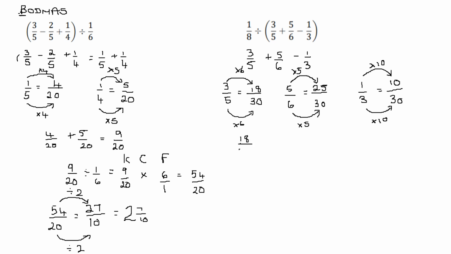So I'm now going to complete the calculation that's in the bracket. I'm going to have 18 over 30, add 25 over 30, then I'm going to subtract 10 over 30. 18 add 25 is 43. And then I'm going to subtract that 10, and that's going to give me 33 over 30. And I can immediately see that I can simplify this fraction because 3 is a factor of both the numerator and the denominator. So I'm going to divide by 3.